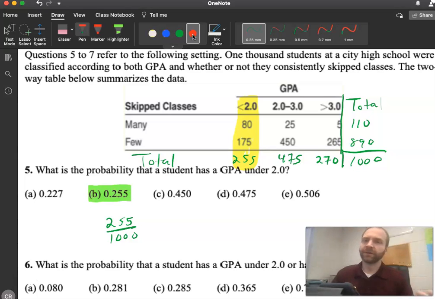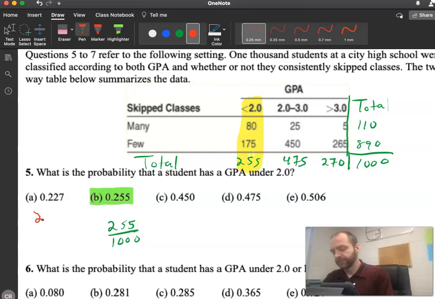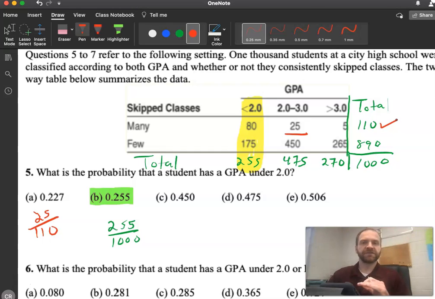Well, it wouldn't be a video by Mr. Hansberg dealing with multiple choice questions if we didn't go over why some of the other choices are wrong. So 227 out of 1,000, choice A, that is 25 divided by 110. That would be this divided by this. That's doing the probability that is not even close to less than 2.